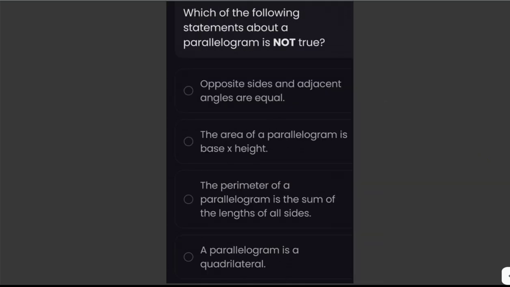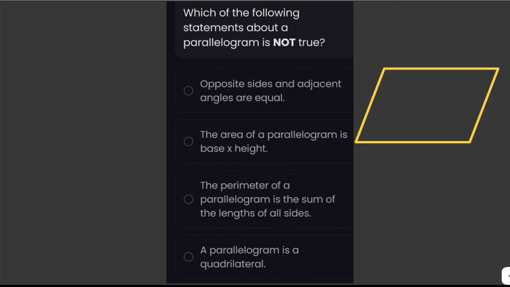Which of the following statements about a parallelogram is not true? Opposite sides and adjacent angles are equal. The area of a parallelogram is base times height. The perimeter of a parallelogram is the sum of the lengths of all sides. Or a parallelogram is a quadrilateral. Now, a parallelogram is a quadrilateral with two sets of parallel sides and opposite sides.